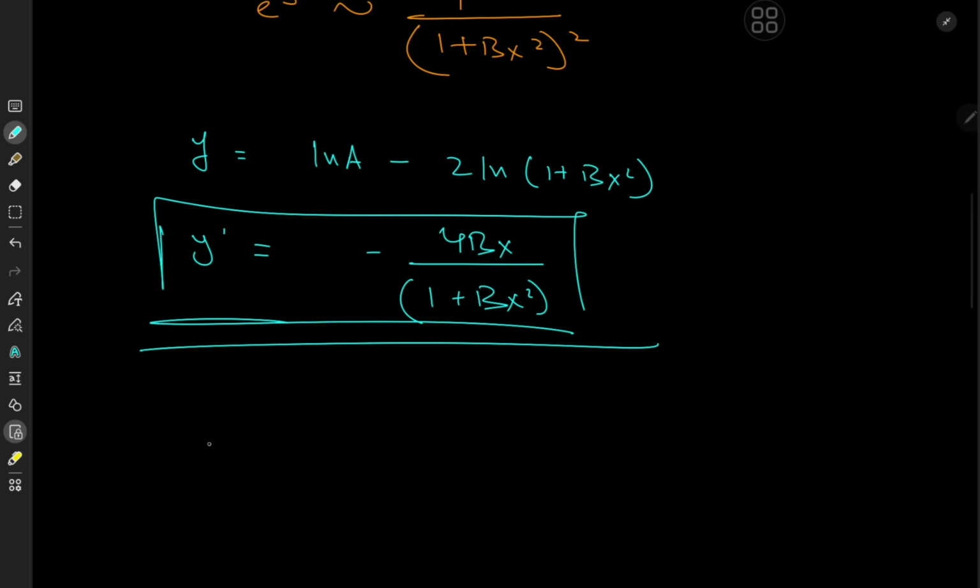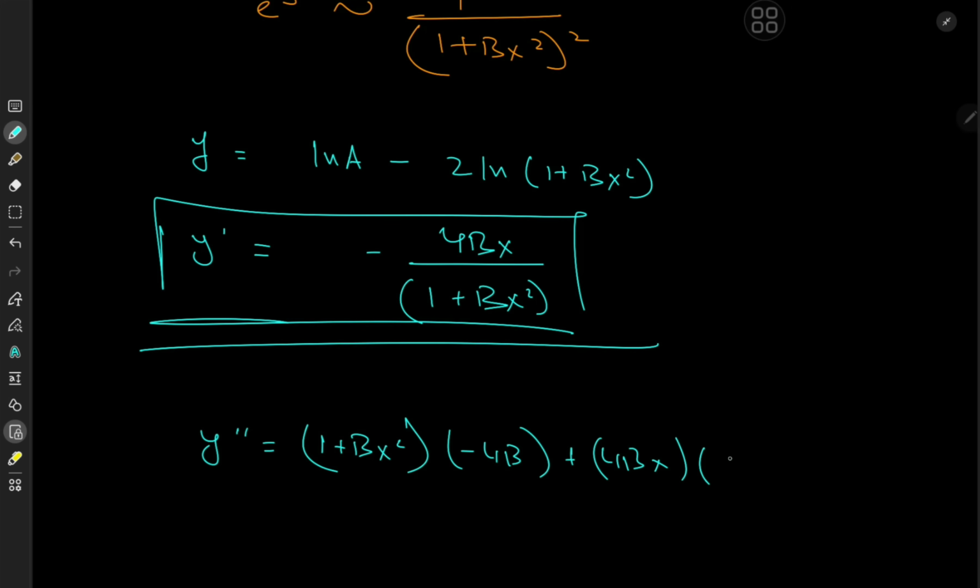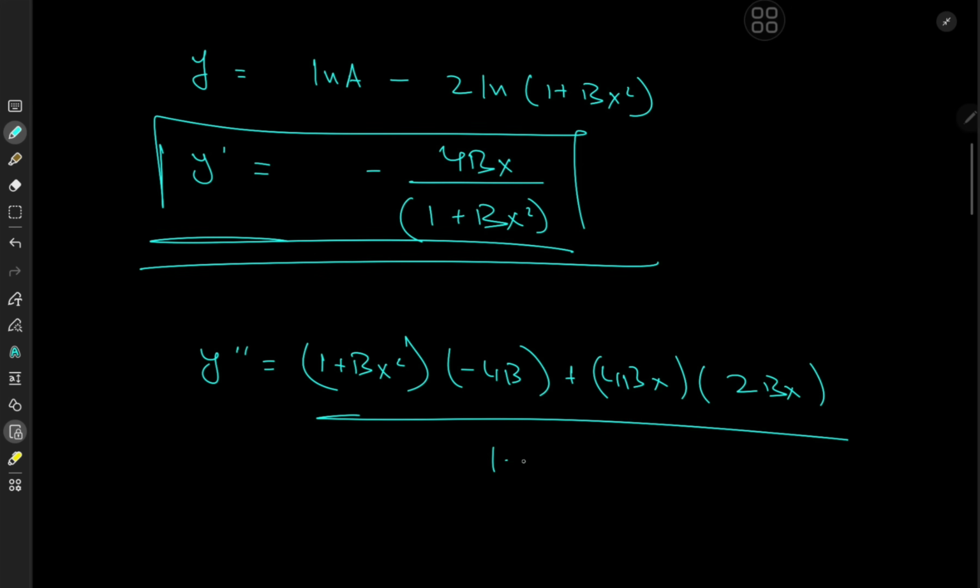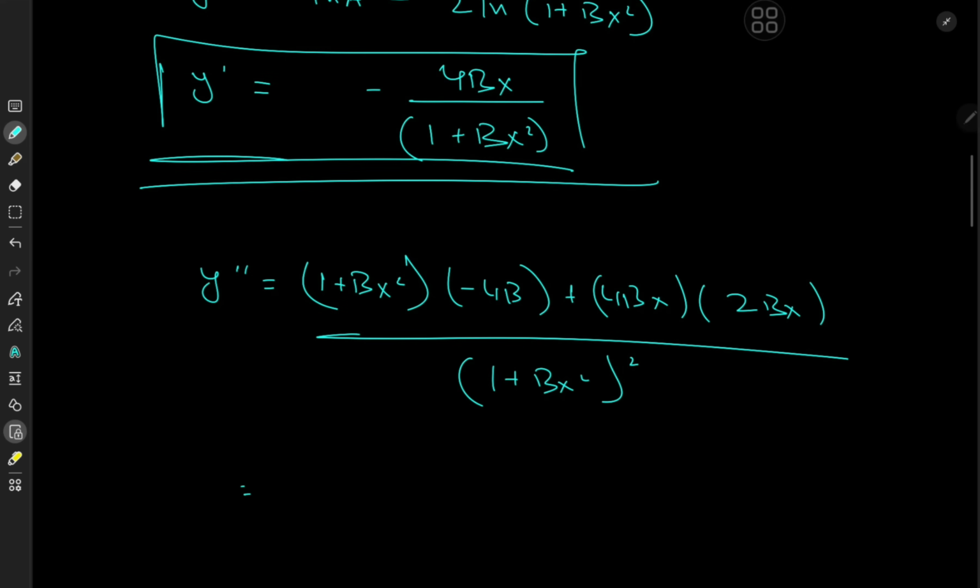And for the second derivative, we have y double prime, and now we need to apply the quotient rule. So 1 plus bx squared times the derivative of negative 4bx is just going to be a negative 4b minus the two negatives canceling out. We have 4bx, and differentiating here gives me 2 times bx. Okay, cool. 1 plus bx squared, whole thing squared in the denominator. I'm going to have to clean things up and do some algebra, which I will probably mess up right now, but then return to it in a corrective comment.